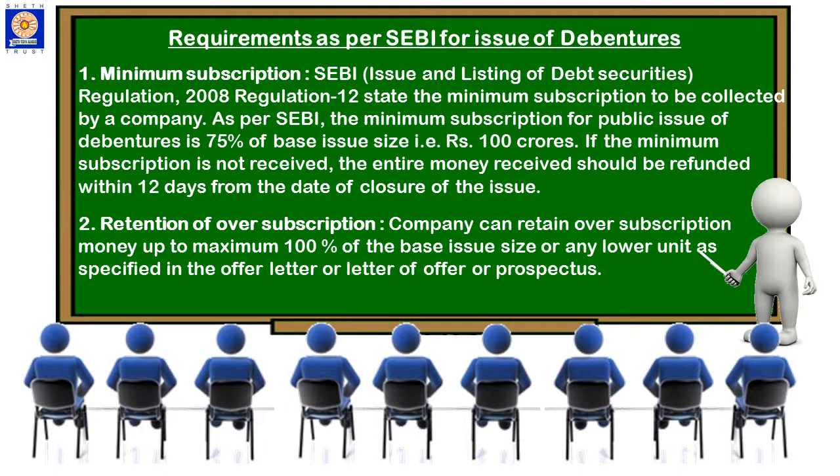Students, oversubscription is a situation where the company has received applications for debentures more than the number of debentures offered by the company. Suppose a company has issued 50,000 debentures of 100 each and the applicants have applied for more than 50,000 debentures, that situation is called oversubscription. In such a case, the company can retain, that is keep, oversubscription money up to a maximum of 100% of the base issue size or any lower limit as specified in the letter of offer or prospectus. That means it can keep the main capital amount, that is the authorized debenture amount.